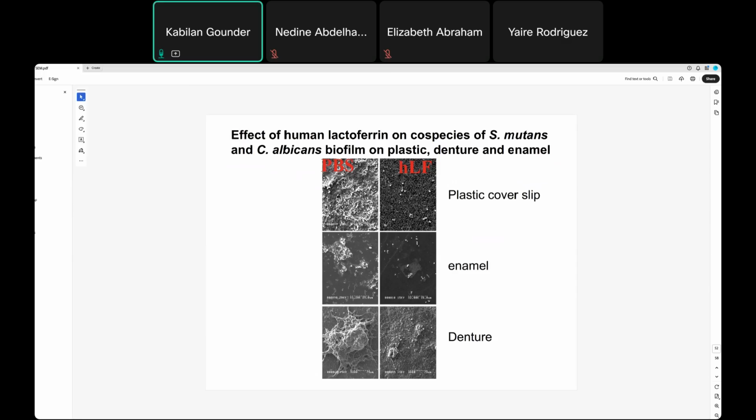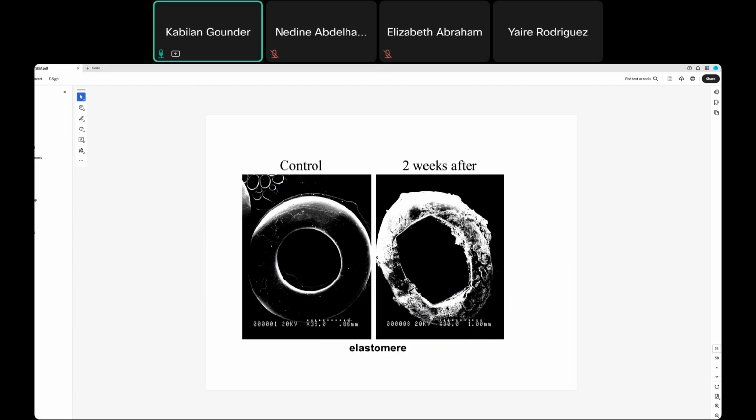And also this study shows the differences, not only seeing the biofilm, but also how the treatment group responds when compared to the control groups. So another elastomere, that is another study which shows how important this is.